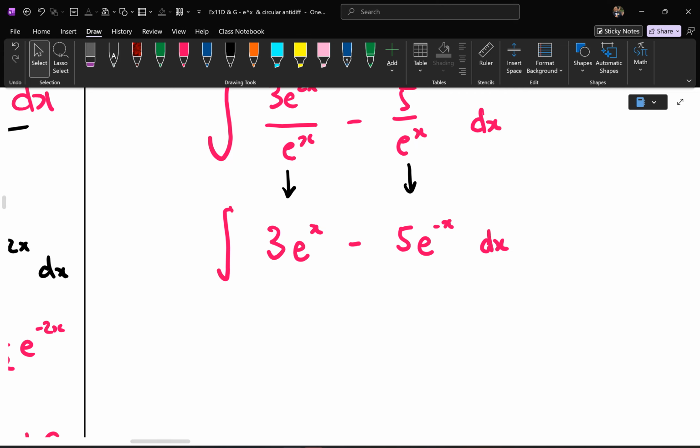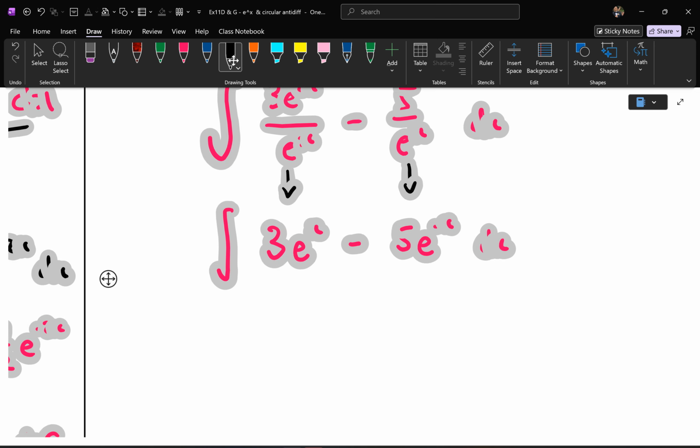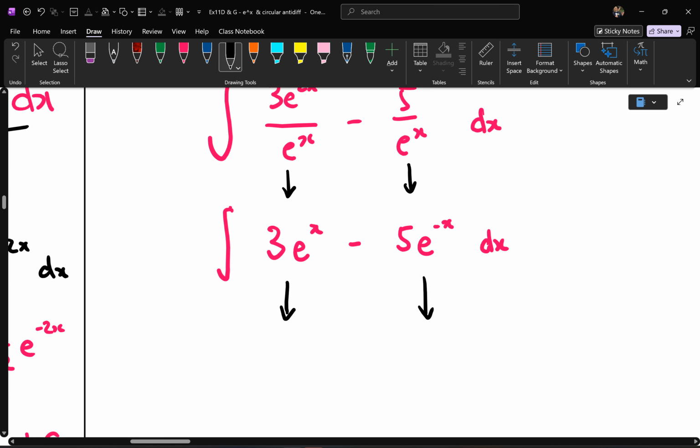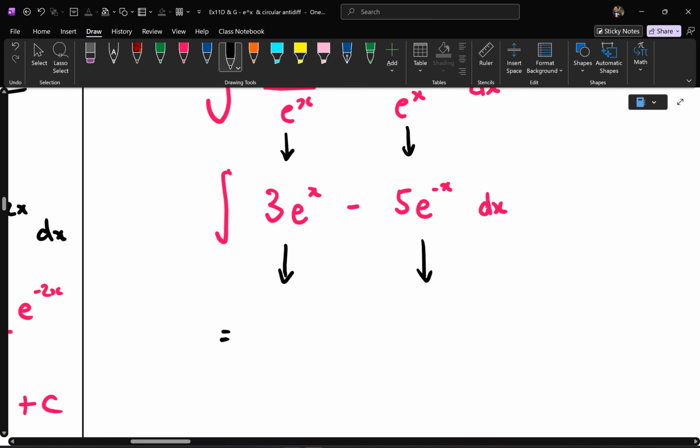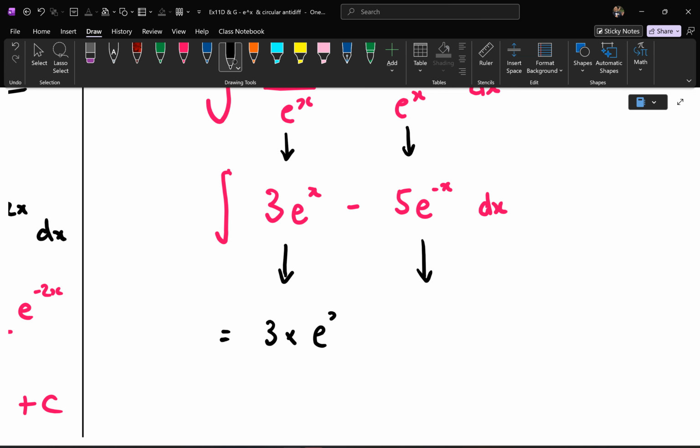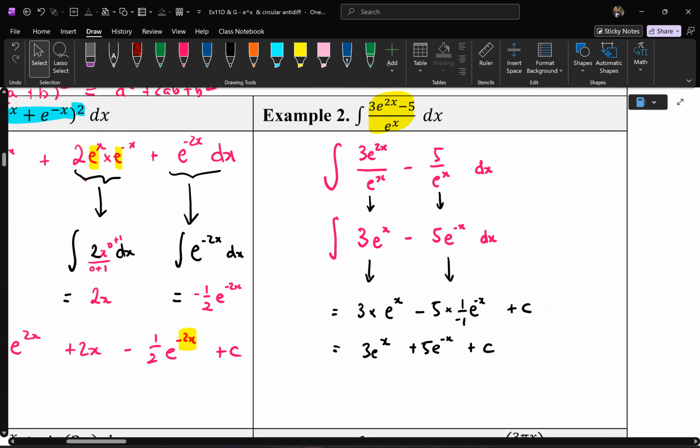If you look at the rule, we can see that both of them have k equals 1, and that one's a negative 1. So if you apply the rule, antiderive this, you should now get 3 times 1 on k, which is just 1, so it becomes e to the x, minus 5 times 1 on negative 1, e to the negative x, and don't forget the plus c. So therefore it's 3e to the x plus 5e to the negative x plus c.